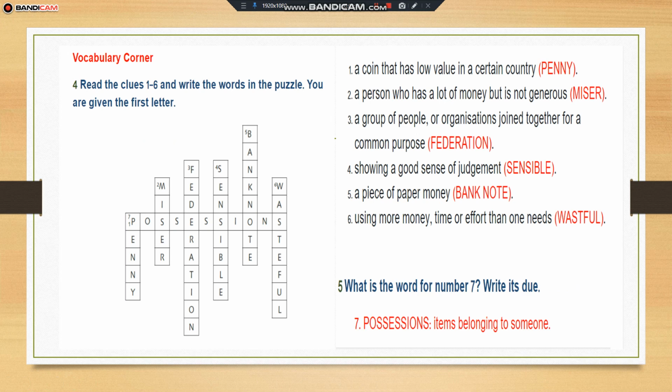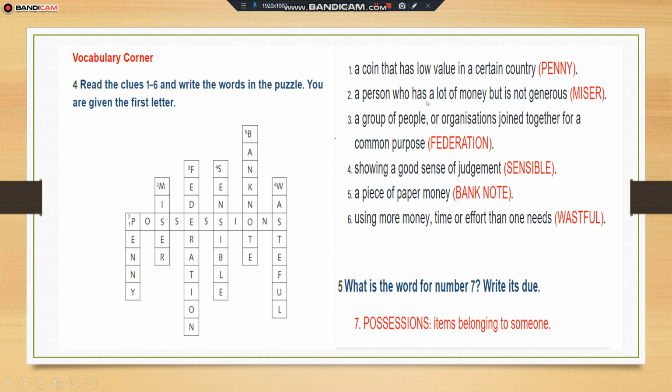Now يا شباب, exercise number 4 we have a puzzle. طبعا يا شباب you have to memorize these words with their meanings. هاي كلمات بدك تحفظني معناها، انتم مطالبين فيها، مش اجي بالامتحان نسأل عنها تحكوا من وين اجت. For example 1 اللي هي a coin that has a low value in a certain country اللي هي penny. okay يا شباب.